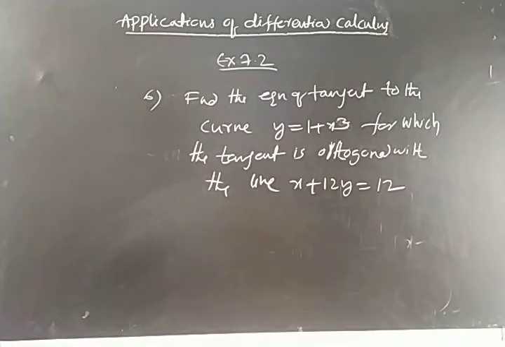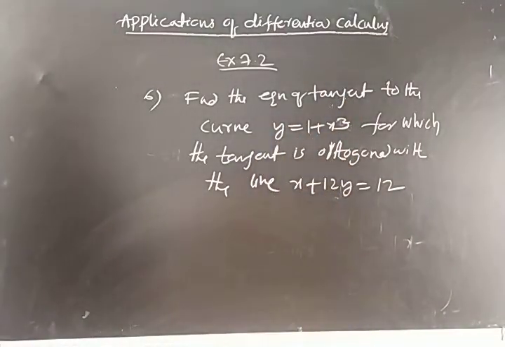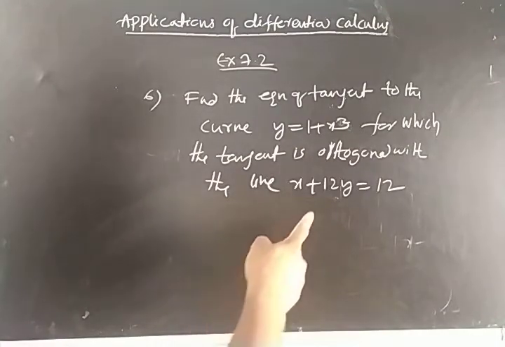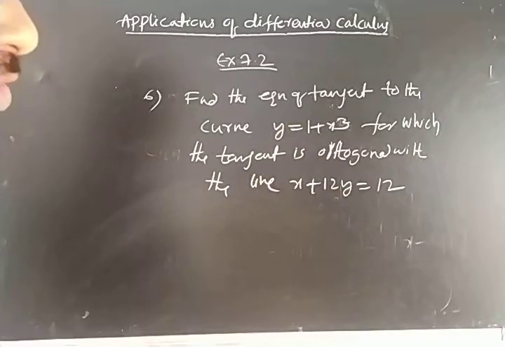Okay, we have to find the equation of tangent to the curve y equal to 1 plus x cube, for which the tangent is orthogonal to the given line. So the tangent is orthogonal, perpendicular to this line. By differentiating this, we can get the slope of tangent and we can find the slope from this line. Both are perpendicular, so m1 into m2 equal to minus 1. Using that condition, we can get the slope.